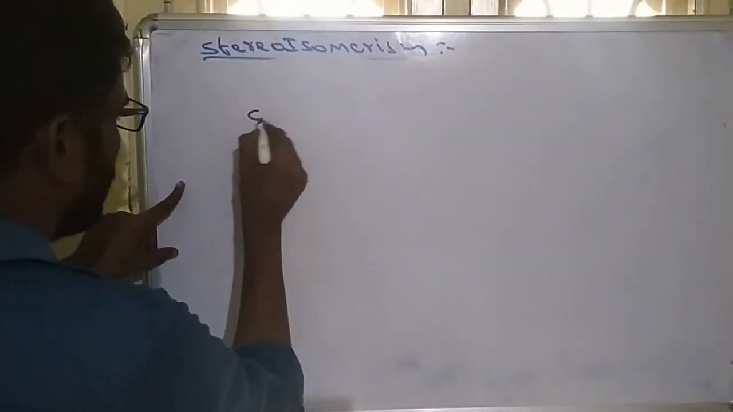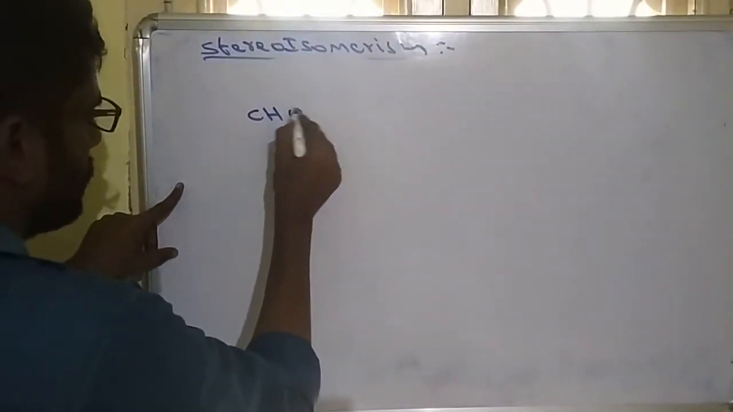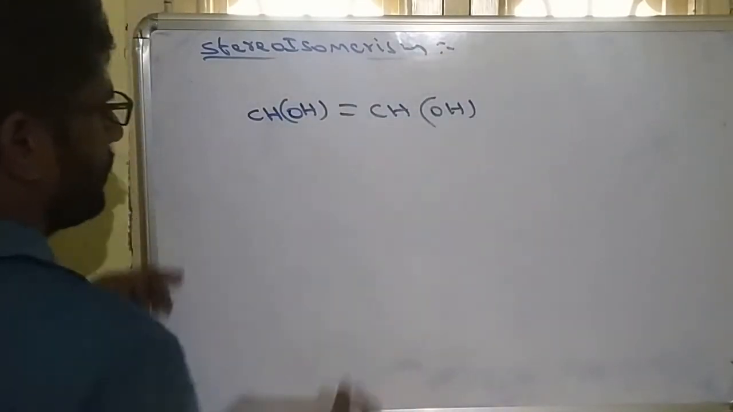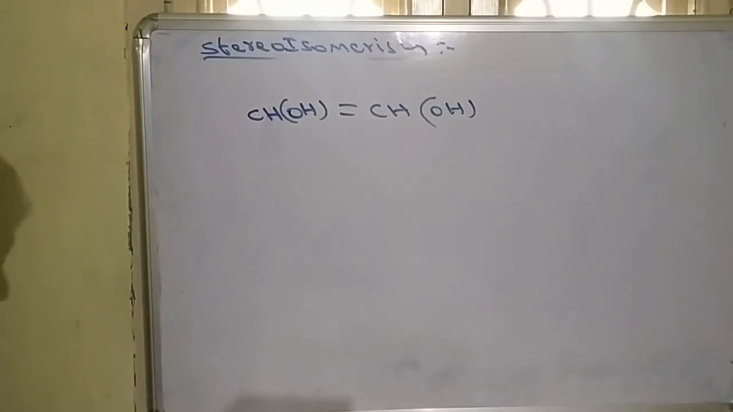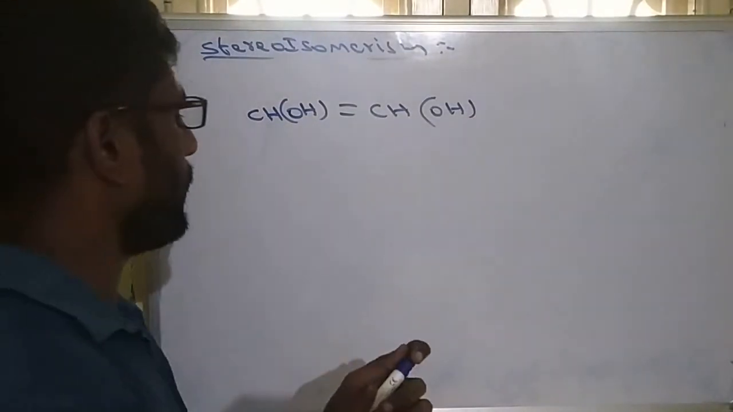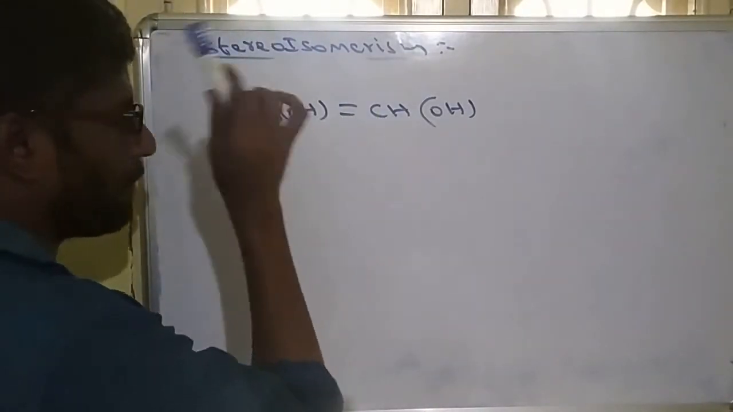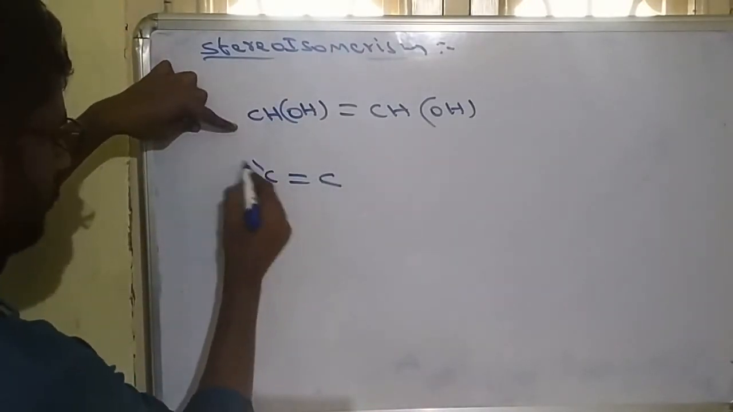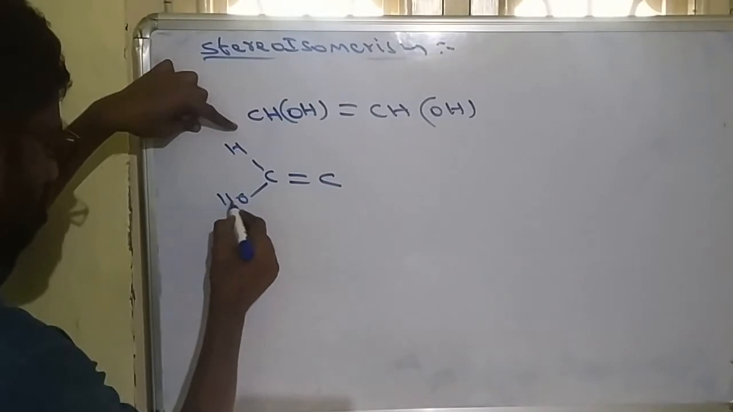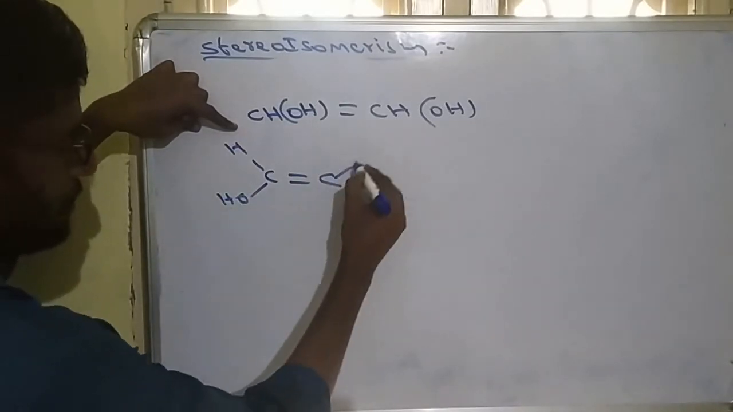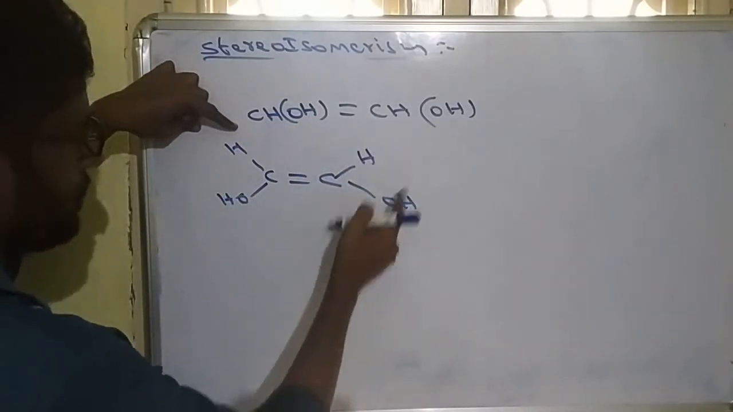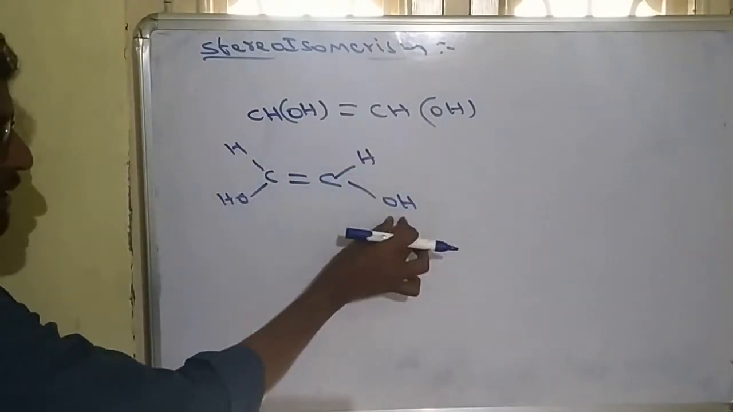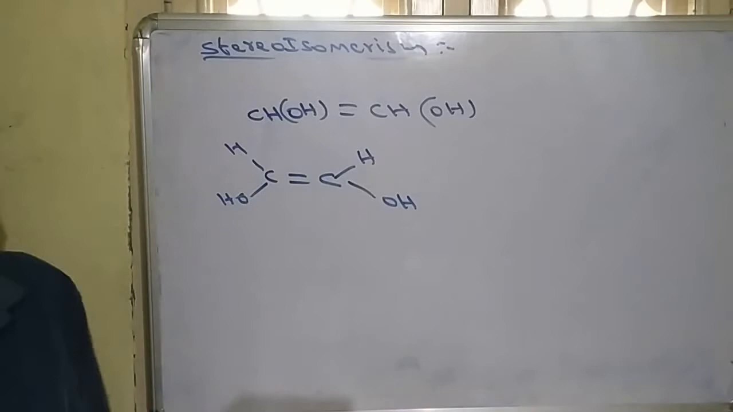See this molecule, CH(OH) double bond CH(OH). Will this molecule show geometrical isomerism or not? That we have to identify. A carbon-carbon double bond is there. On that double bonded carbon, one is hydrogen and one is the OH group, so both are different. This side is also the same, one is hydrogen, one is OH, both are different. So a double bond is there, different substituents are there, it will show geometrical isomerism.